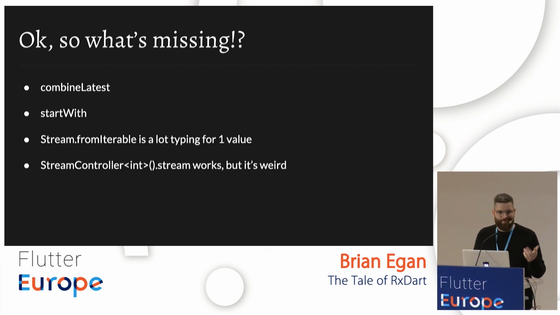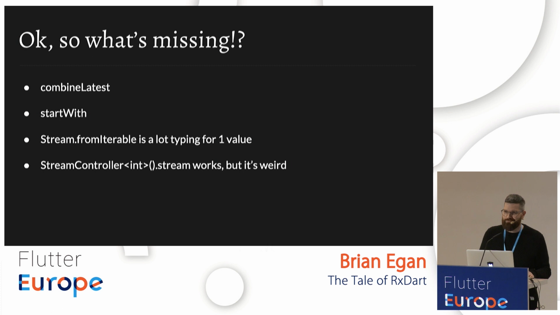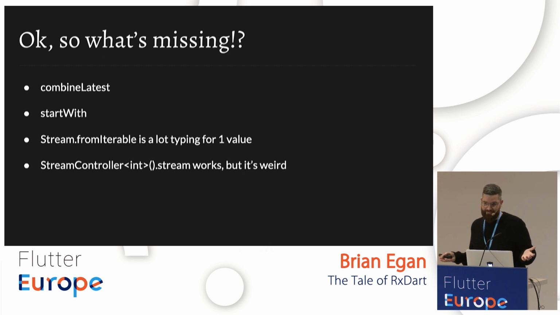Stream from iterable. This is just me complaining, but it just seemed kind of long for a single value. And stream controller with the int stream, which I showed earlier, works, but I don't know. I think if you were to read that code, you would be like, why is this person just creating a stream controller and then grabbing the stream and then just not doing anything with the controller? It just looks a little weird. It doesn't really describe the intent behind what that thing was trying to do, which is that we just want a stream that never really emits any values.